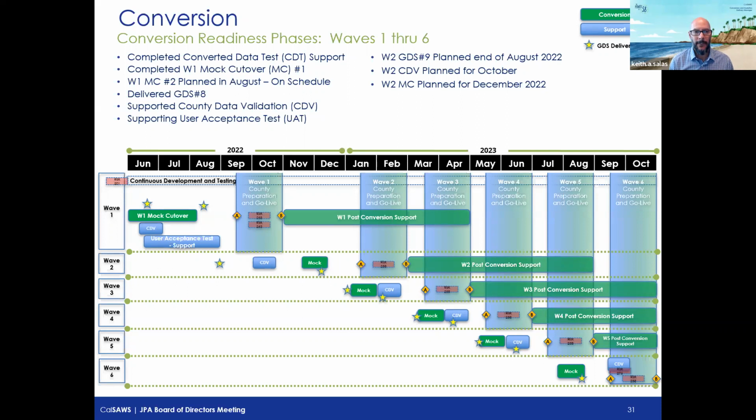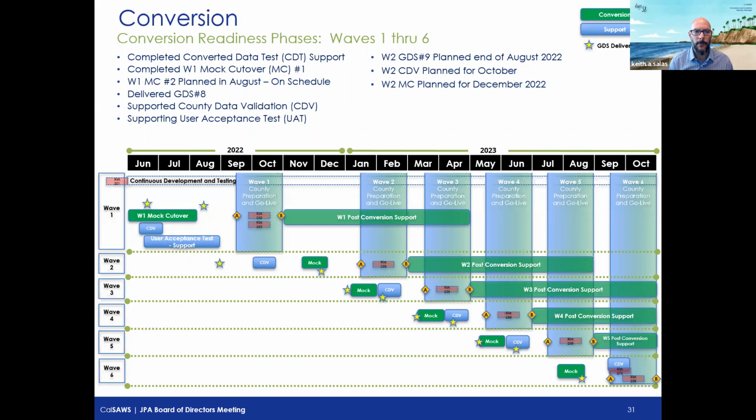Converted data testing, what that really represents, it's a system test, but with converted data. And really what that gave us is, if we experience any issues, it's more than likely with the converted data. So we can hone in on just the converted data. And that's not to say we didn't identify items that went over to the application development, but by far most of those were related to converted data.